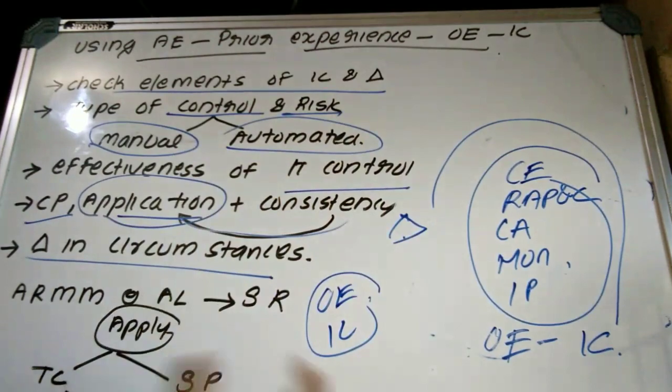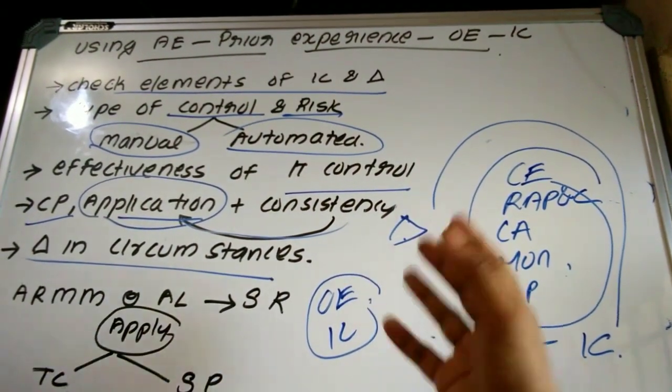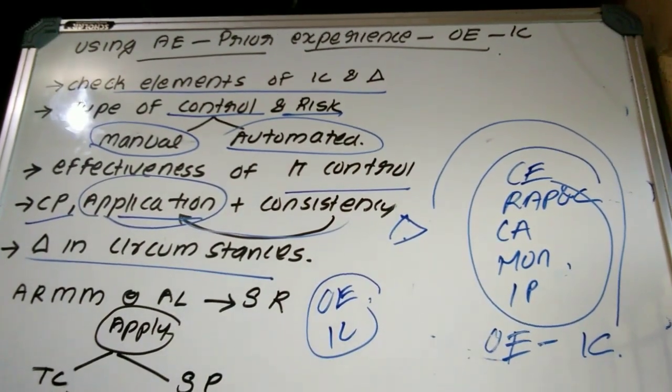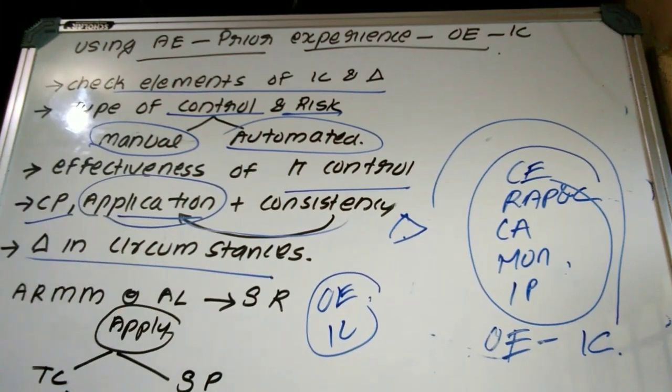Whatever the circumstances in the prior period will not necessarily continue in this current period, right? There may be some changes. The auditor has to determine what changes occurred, whether there is any change in the circumstances. In the previous period they used a manual system or manual control procedures, but now they are using what?